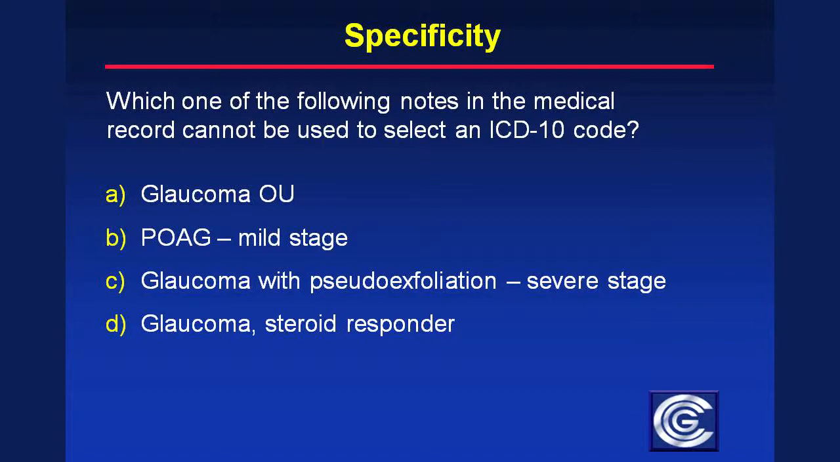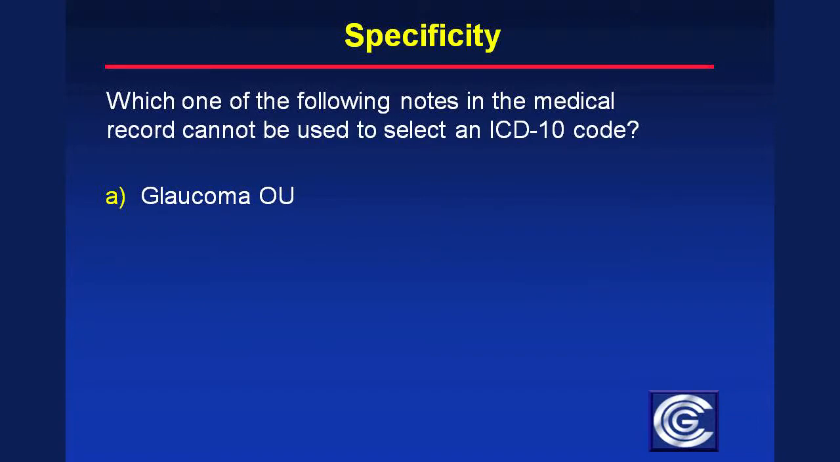Which one of the following notes in the medical record cannot be used to select an ICD-10 code? A, glaucoma OU, B, POAG, mild stage, C, glaucoma with pseudoexfoliation, severe stage, D, glaucoma steroid responder. The correct answer is A, glaucoma OU.